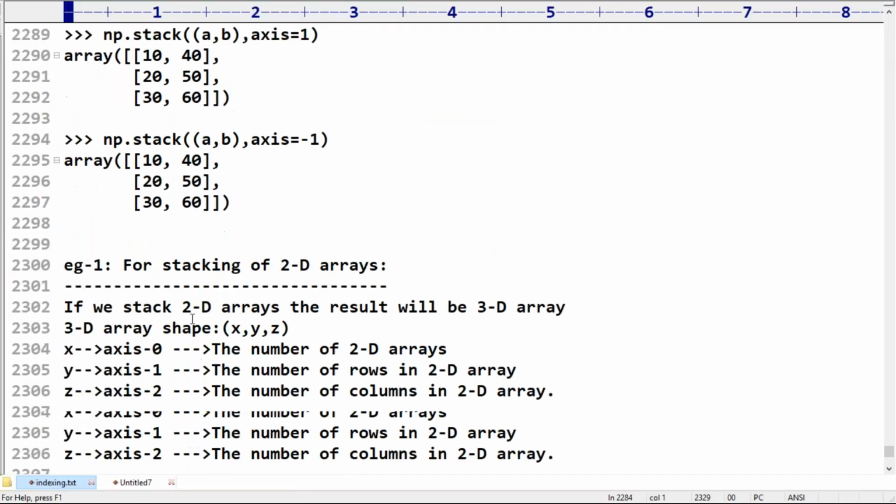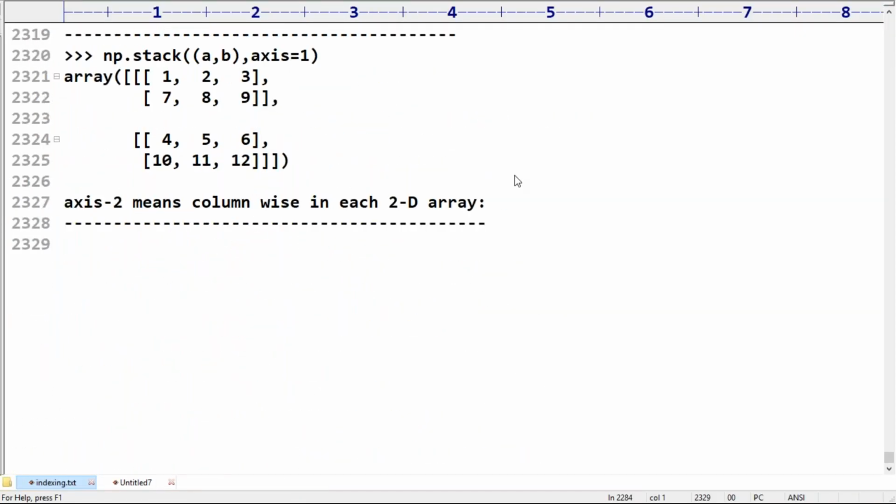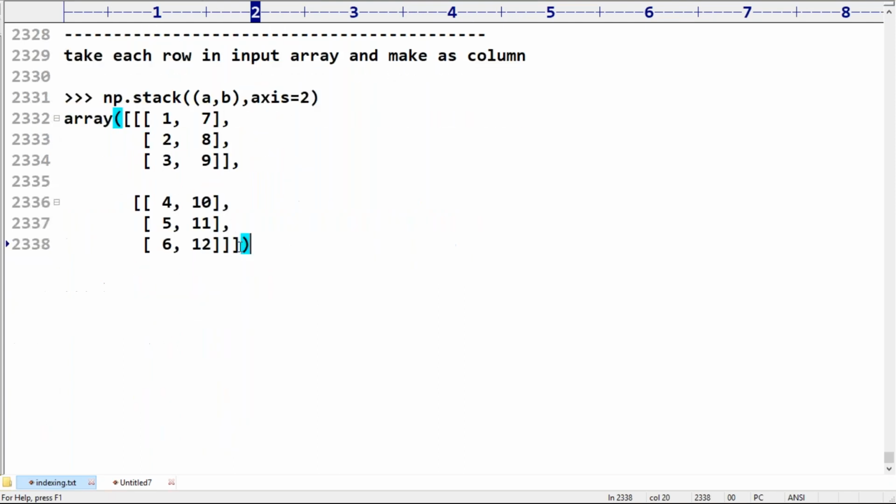Okay. Axis 2 means column wise. So take each row in the input array and make it a column, something like I took this one, sir.